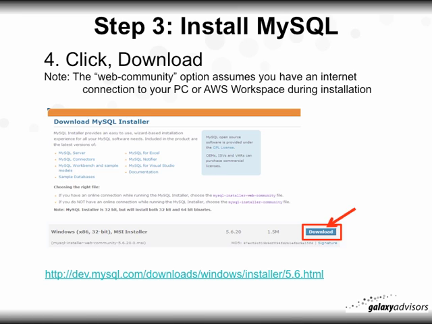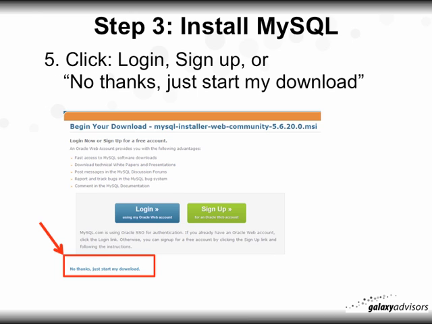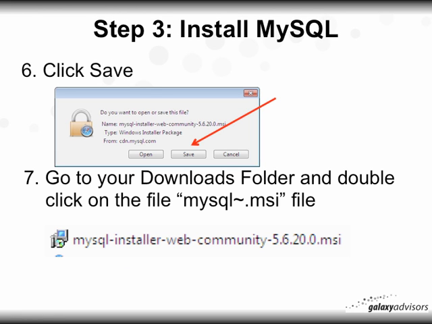Now note the web community option assumes you have an internet connection to your PC or AWS workspace during installation. And again, the download link is here on this page, but also is in the video below. Step 5, click login, sign up, or at the very bottom you'll see a line that says no thanks, just start my download. You can click that. Then you'll have a message asking do you want to open or save. Click save.